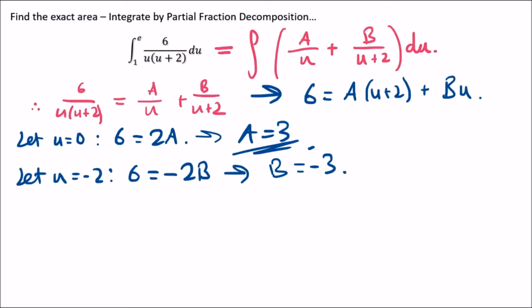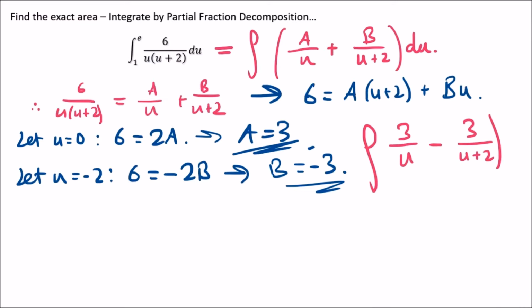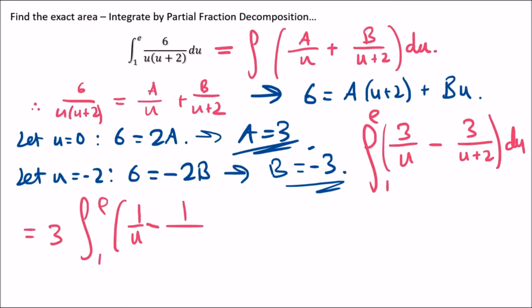Easy stuff. And that means our new integral is going to be the integral of, replacing A with 3, 3 over u minus 3 over u plus 2, with respect to u, and this is from 1 to e. Another cool thing is that we can just take out the 3 right now, so we're going to have 3 times the integral from 1 to e of 1 over u minus 1 over u plus 2 du.